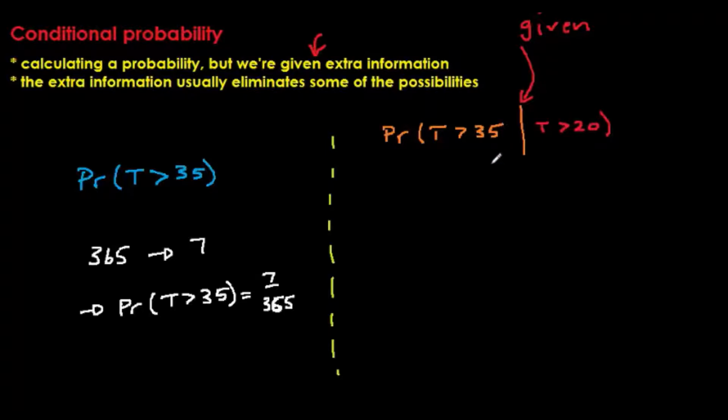So what happens now is I've effectively eliminated the possibilities that the temperature was below 20 degrees. So here this is just the probability my temperature was above 35 degrees on any given day in a year. Whereas this circumstance talks about the temperature being above 35 degrees, given that the temperature was already above 20 degrees.